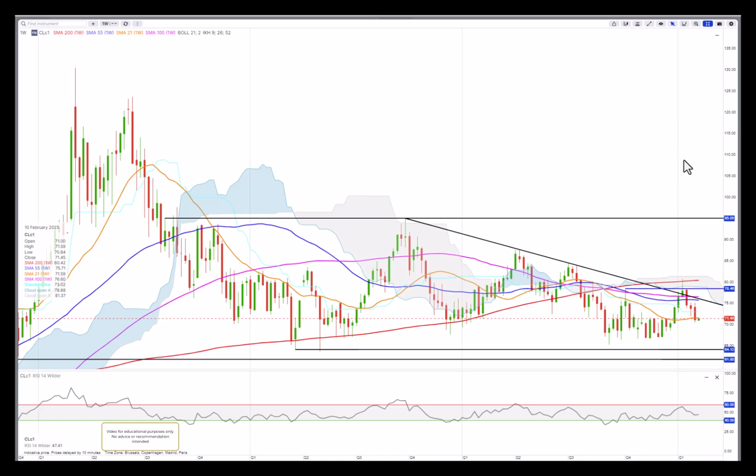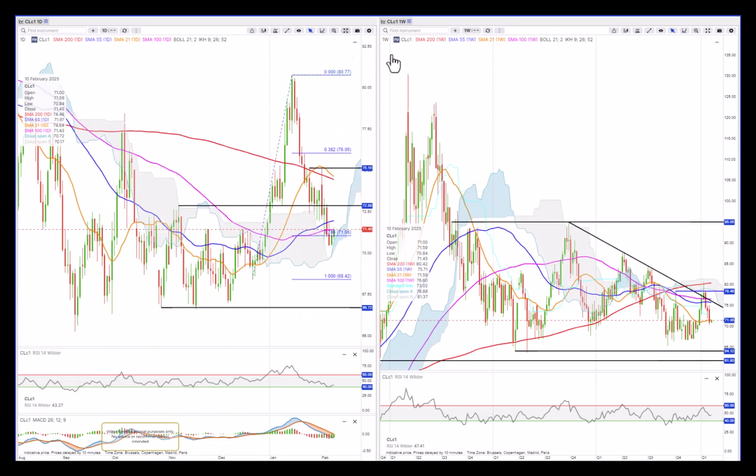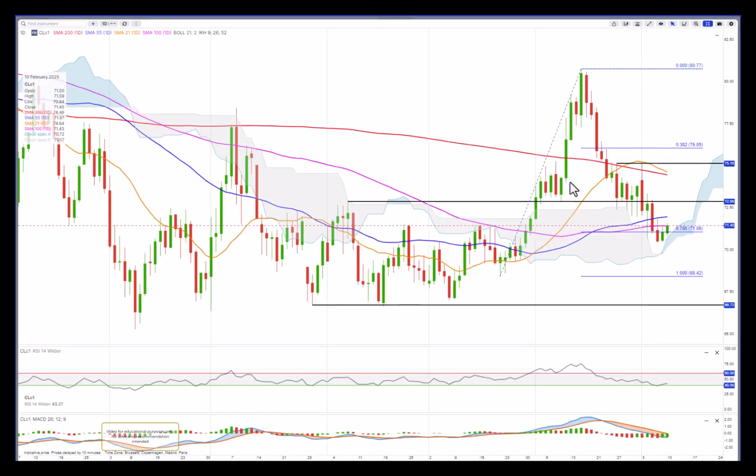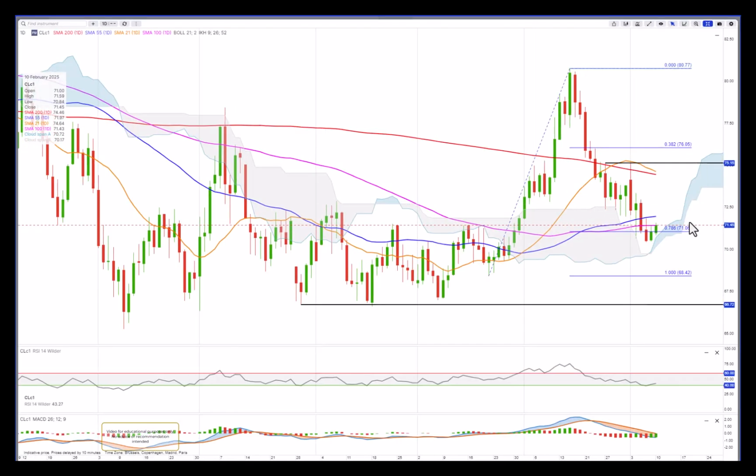Oil, and let's find the daily chart because that's where the interesting stuff is going on. We have the 786 retracement here at just around $71. Seems to be that's where the action is, the fight is going on at the moment. We are short term in a bearish trend, negative RSI, but it could bounce from here. We're still above the cloud actually.